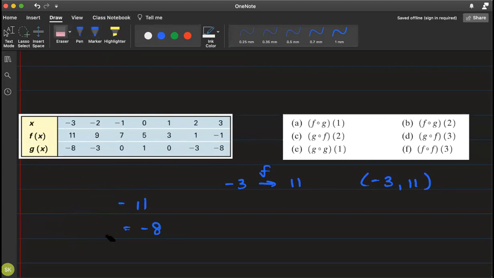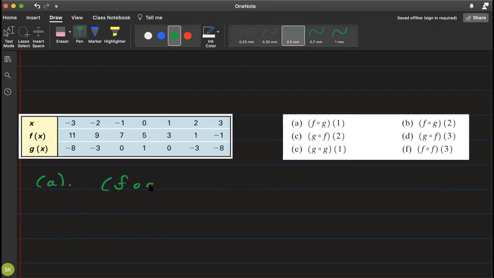Okay, now let's focus on this piece over here. I'm just going to start with part A, which is f composed of g of 1. And let's see if we actually understand this definition. Now remember what I put at the beginning of this video? We said that this is equal to f of g of 1. So we start with the right and we make our way to the left. So we start with this one and then go this way.